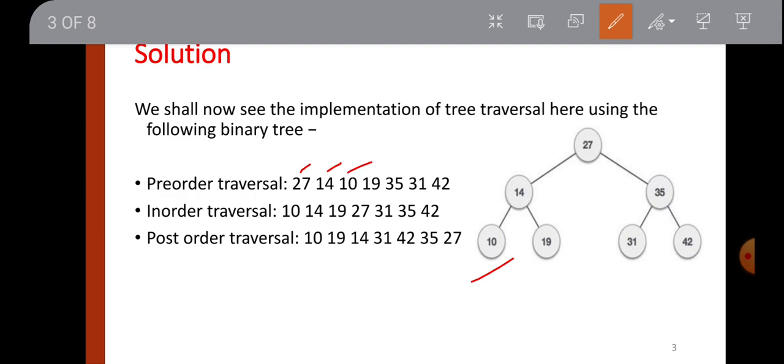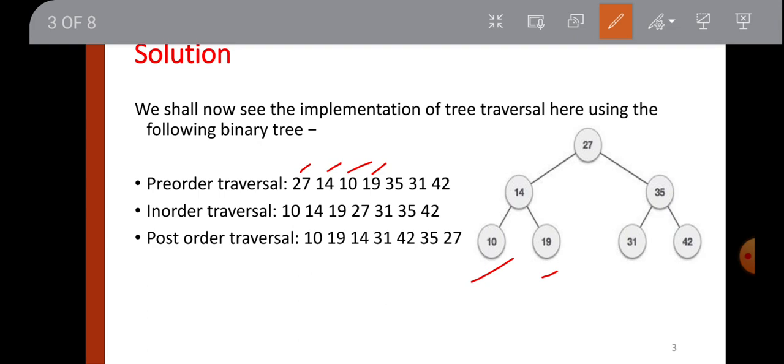After that we are moving to the right node. The right node is 19. So 19 is traversed after 10. Then we have completed the entire left subtree. We are moving to the right subtree.